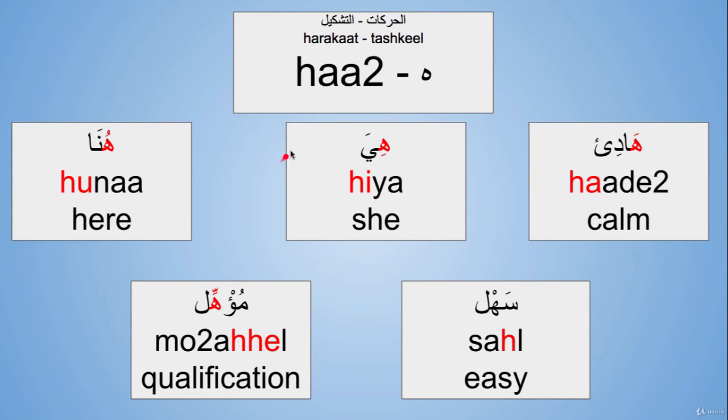And for the letter ha, you can find it with different diacritics. With fatha, it sounds as ha, ha, like the word hadi, hadi, or calm. With kasra, it sounds as hi, like in the word hiya, hiya, which means she. With dhamma, it sounds as hu, like the word huna, huna, which means here. And with sukoon, you can find it in a word like sahl, sahl, which means easy. And with shadda, you can find in a word like mu'ahil, mu'ahil, which means qualification.